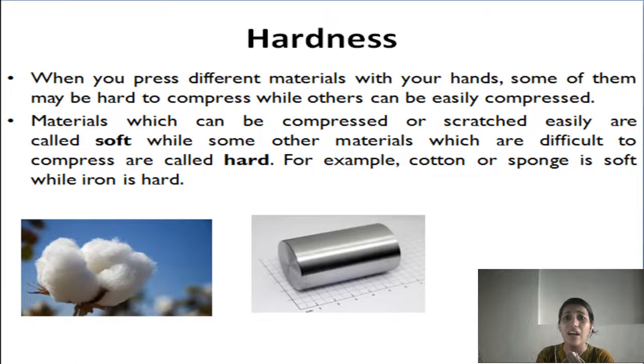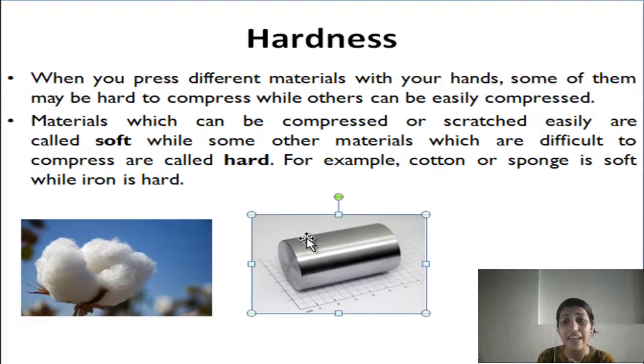Second property is hardness. Some materials, when you press with your hand, can be easily compressed. Some are not compressible. Materials which can be easily compressed are called soft materials, like cotton. And some materials that are difficult to compress are called hard materials. Example: iron.